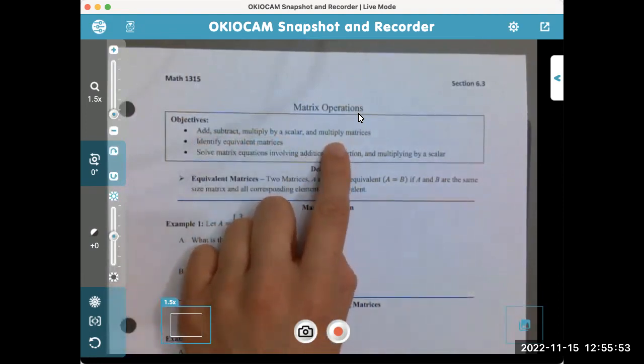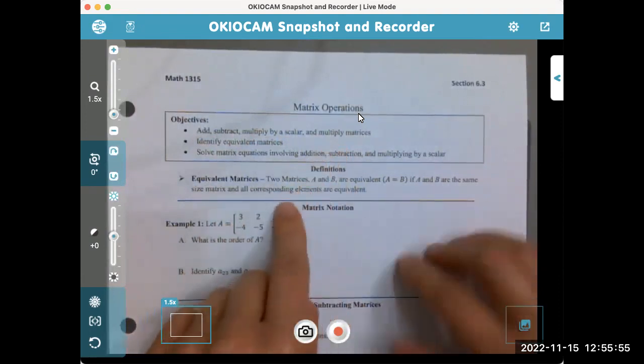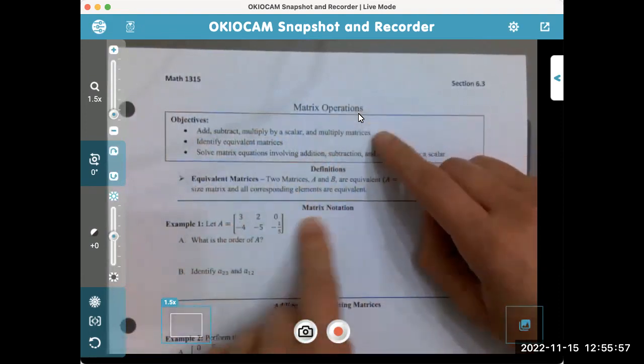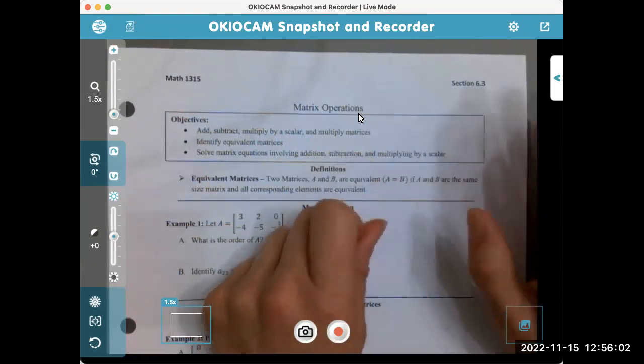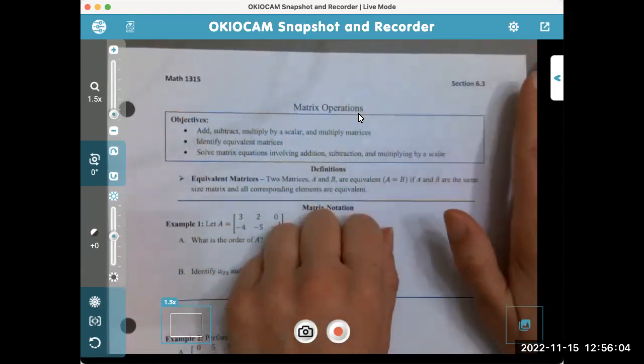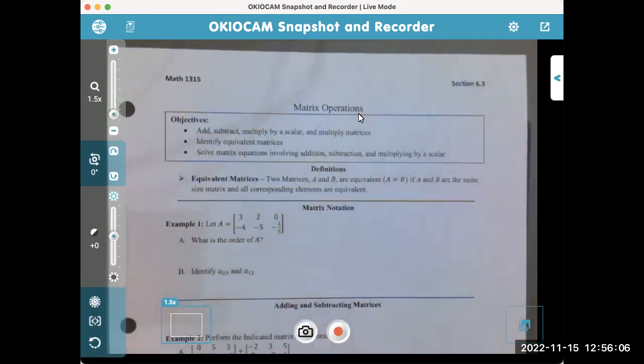Multiplying matrices is a little bit like rubbing your stomach and patting your head at the same time. Multiplying matrices by hand is weird, but I'm here to get you through it. And then also I'll show you how to do these things in the calculator as well. Then identify equivalent matrices, solve matrix equations, and addition, subtraction, all that good stuff.